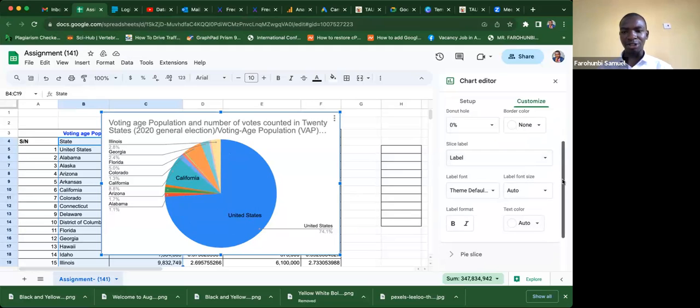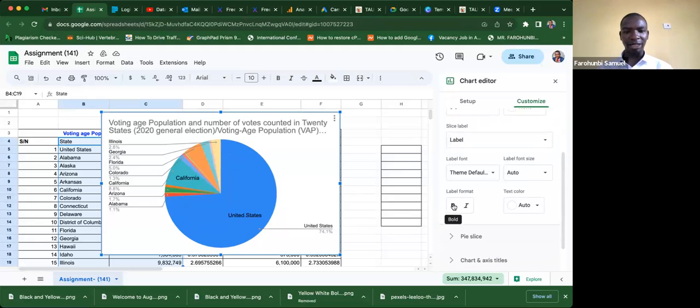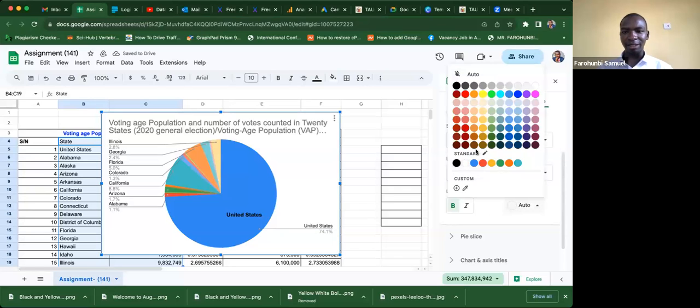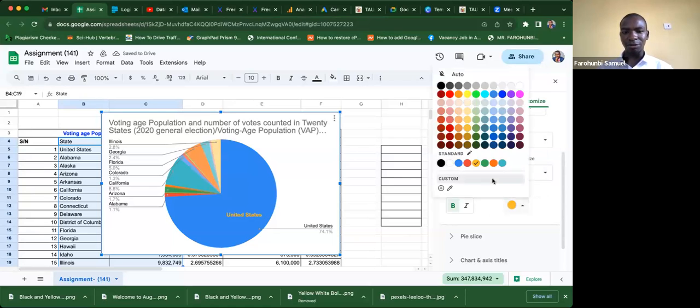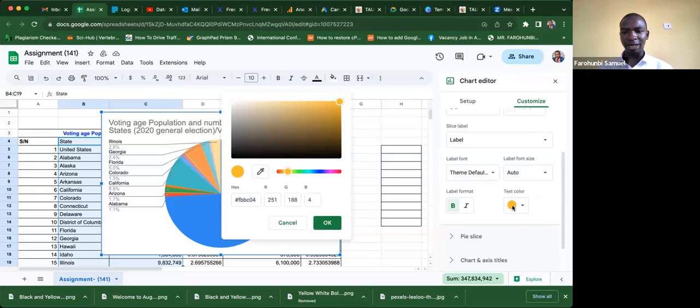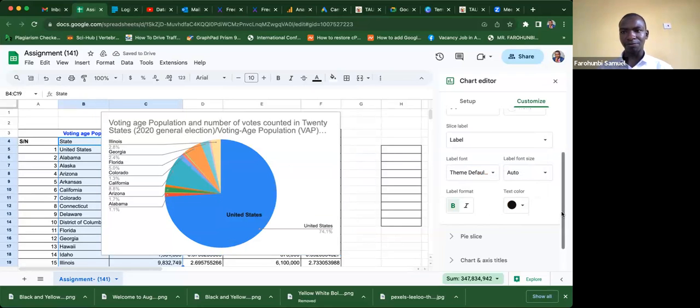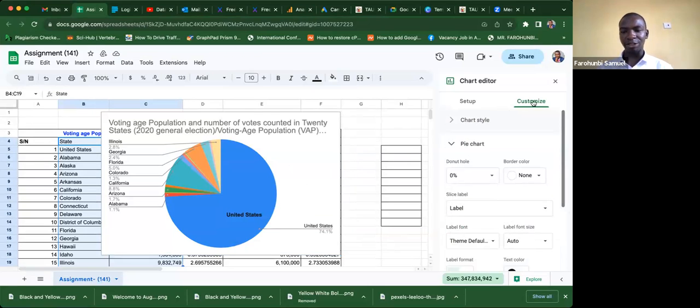And then I can change the format of the title. If I want it to be bold, United States is bold. If I want it to carry a particular color, let's say this color, and then it carries this. If I don't want it, I can go to custom color, or I just make it black. I can pick the custom color and pick black and say okay. So this is what is going to happen. So this is how we're going to prepare the chart here.